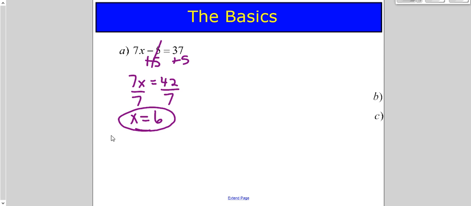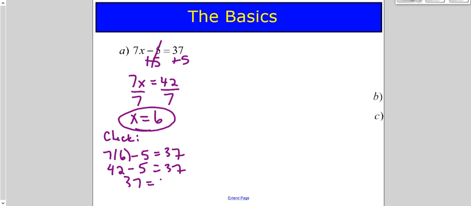Of course, you can always do a check. That's what I absolutely love about solving equations, that I can always check my work to make sure that I am correct. All I would do is go back to my original equation. Wherever there is an x, I would put in a 6. So 7 times 6, which is 42, minus 5 equals 37. And I can see that I get 37 equals 37, so I am correct. If you have time, I always recommend doing a check. I think it's quite important to make sure that you are doing things correctly. So that's a great way to do it.